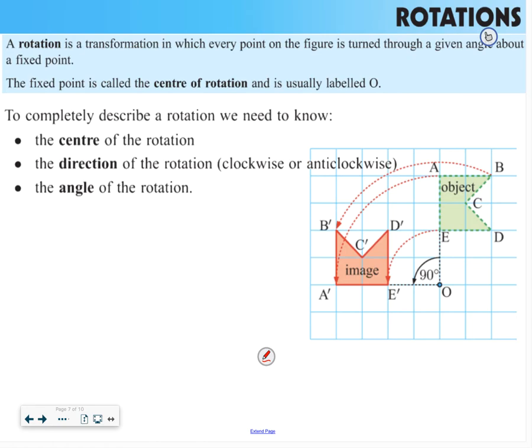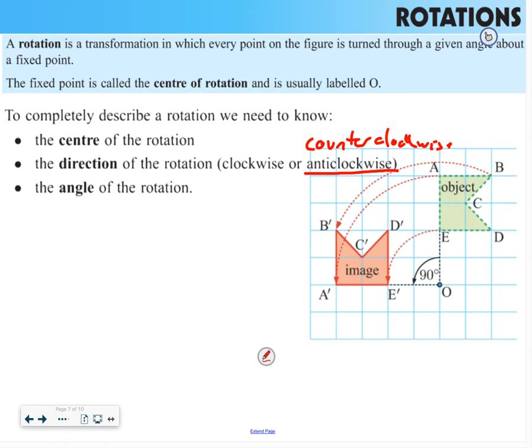To completely describe a rotation, we need 3 things. One, we need to know the center of rotation. We need to know the direction. Direction is usually given as clockwise or counterclockwise, or anti-clockwise. Anti-clockwise is the same thing as counterclockwise. And then we need to know the angle of rotation.